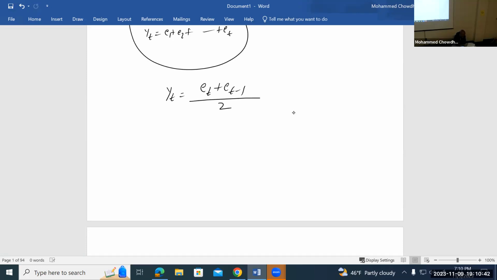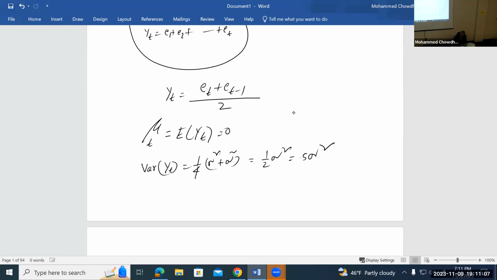If this is the moving average, then if I want to find the mean, the mean equal to the expected value of yt equal to 0. Then the variance of yt is 1 over 4 times sigma square plus sigma square, which could be written as half sigma square, equal to 0.5 sigma square.